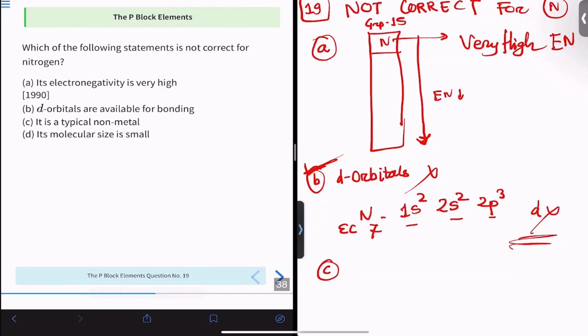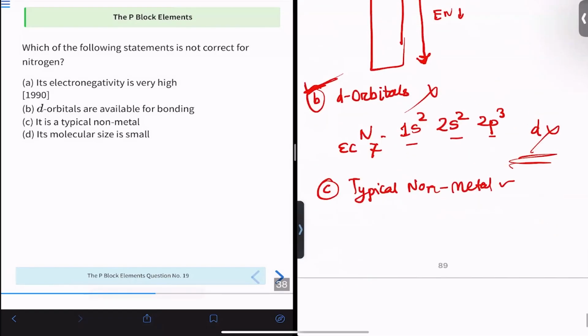So for that, I'm going with option C. It is a typical non-metal. Yes, nitrogen is a typical non-metal. What are the properties of a typical non-metal? It should not be a solid, it must have high electronegativity, and it must be an electron acceptor. All these properties correspond to nitrogen. So it is a typical non-metal. This is also correct.